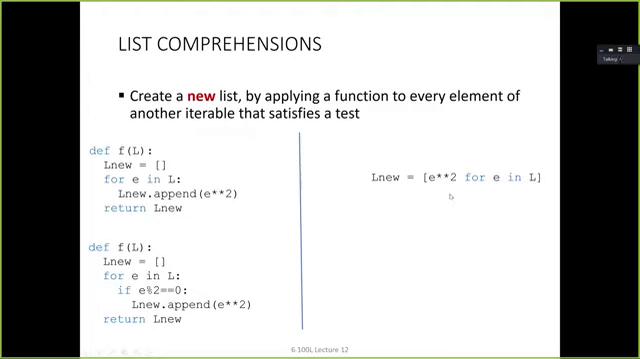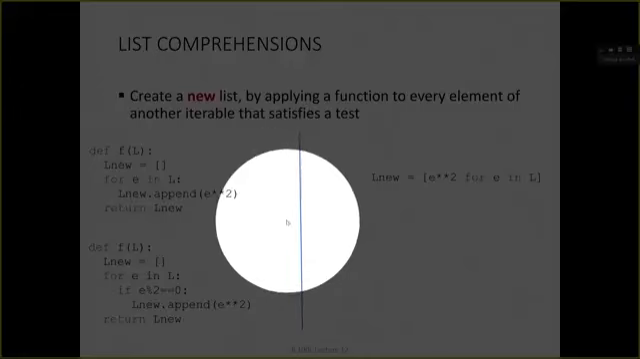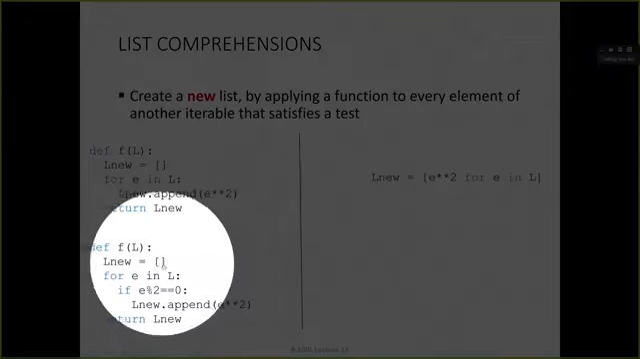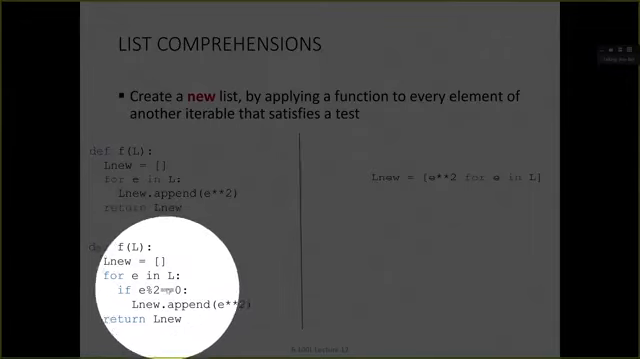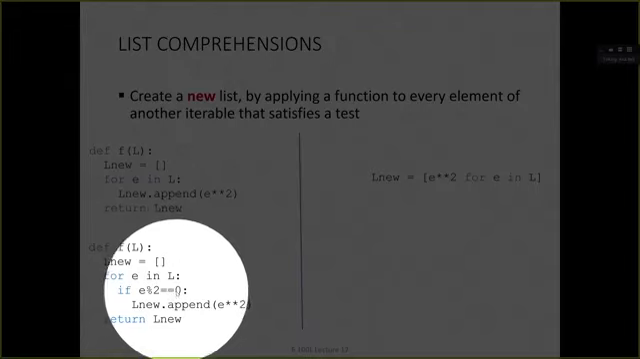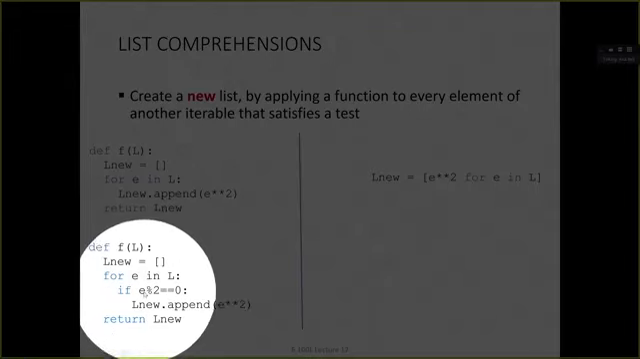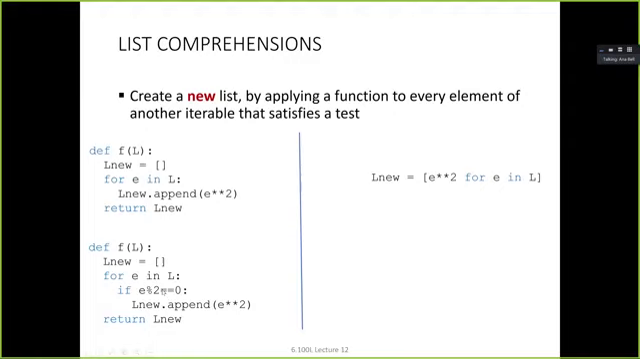Okay. Now, what if we add a condition to that? So let's say we want to create this new list of elements only for even elements. So we only want to square the even elements within my original list L. Well, if we were to write a function that does that, we have to add this extra condition here. So everything else is the same except for this if e%2 == 0. This tells Python to only grab elements that are even, right, divisible by 2.